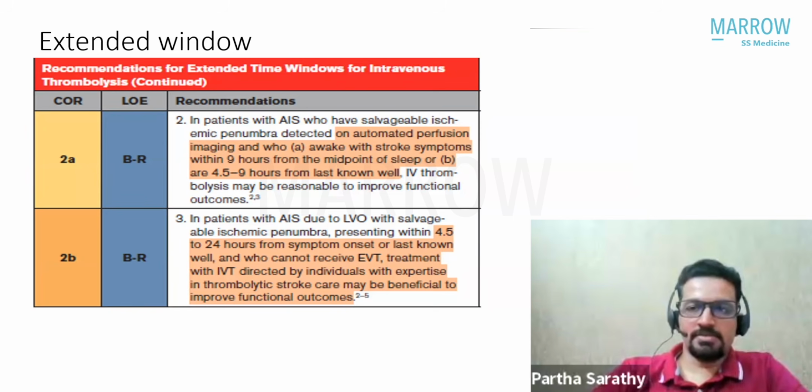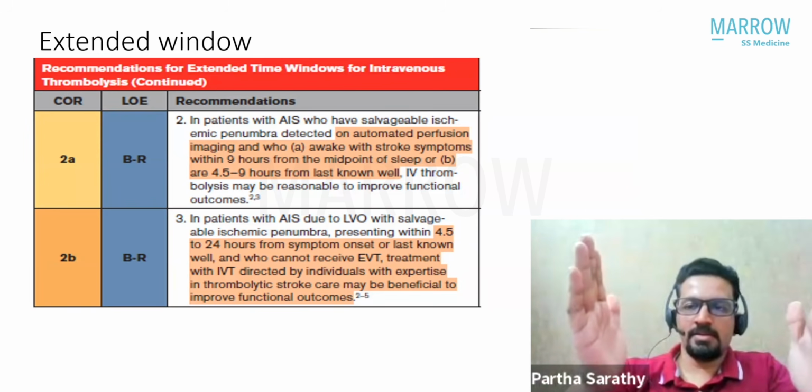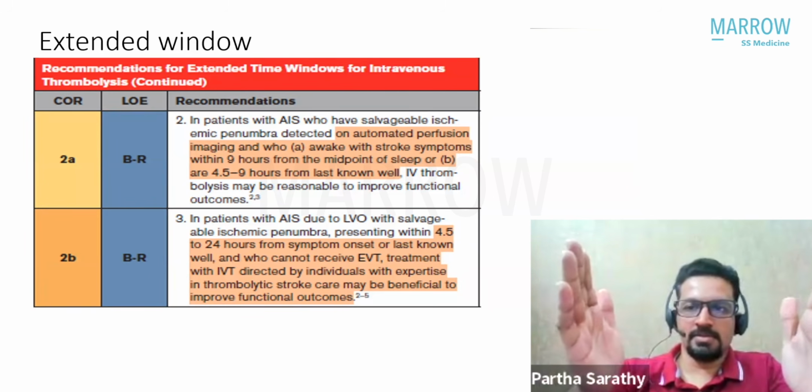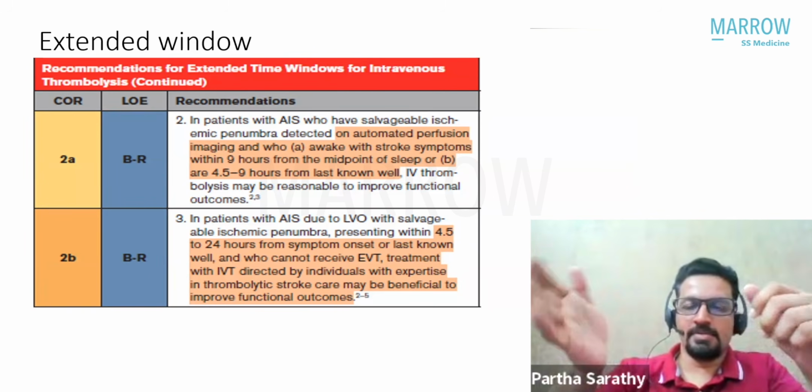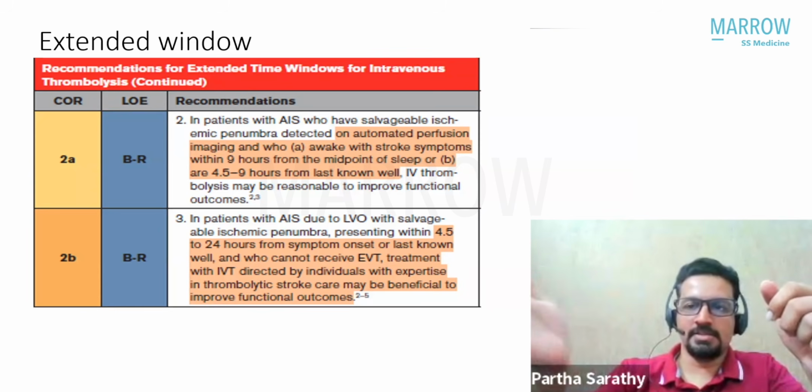I think for the students to remember, we can divide it into a patient who is having an LVO and a patient who is having a non-LVO stroke. I think that is easy to remember. If there is LVO, then the guideline changes a little bit.